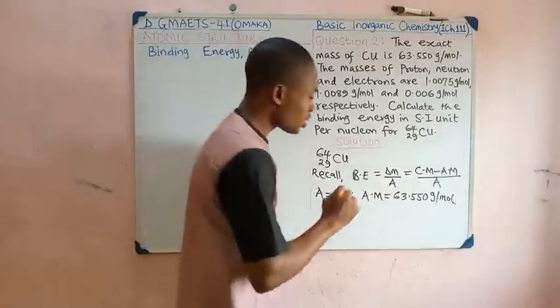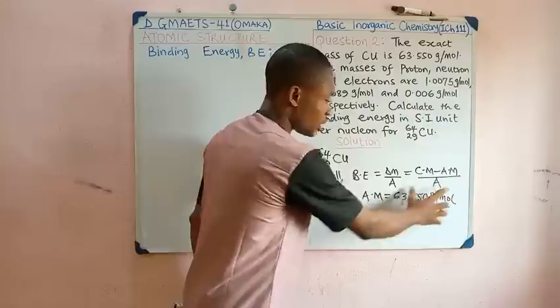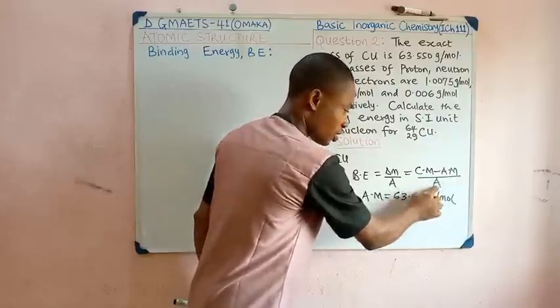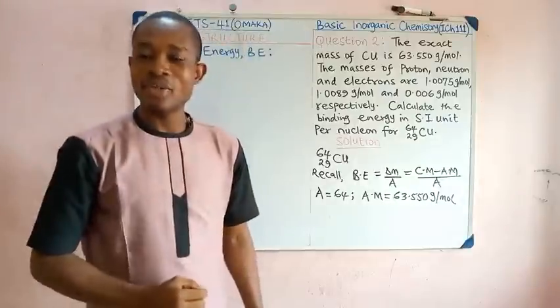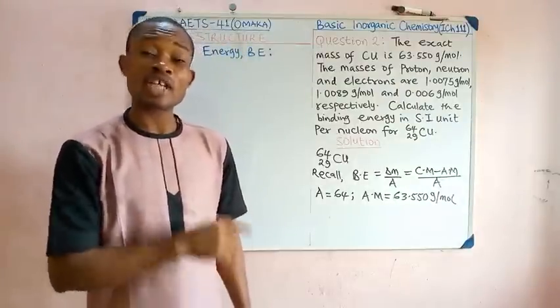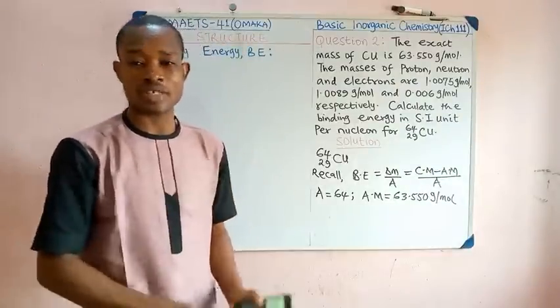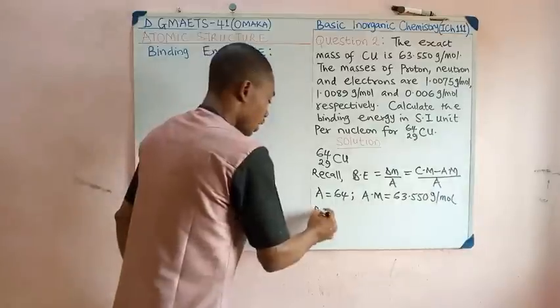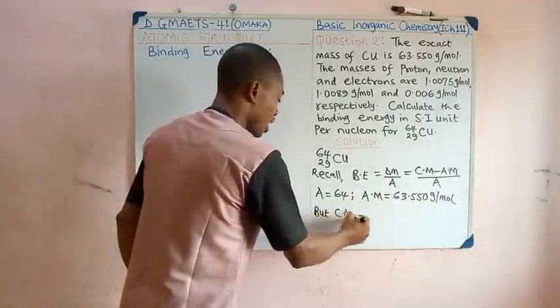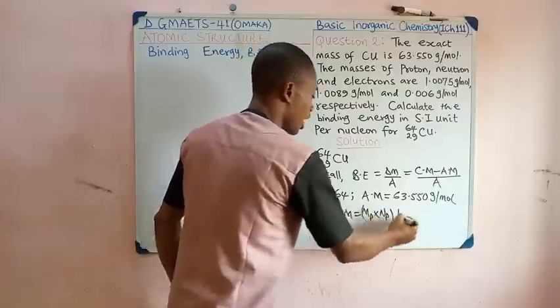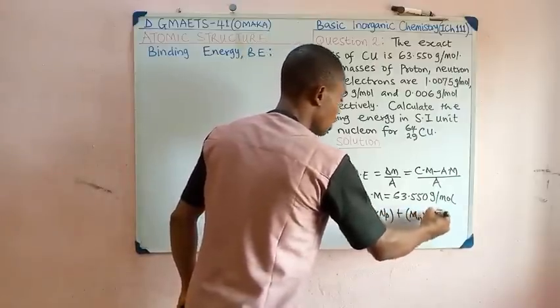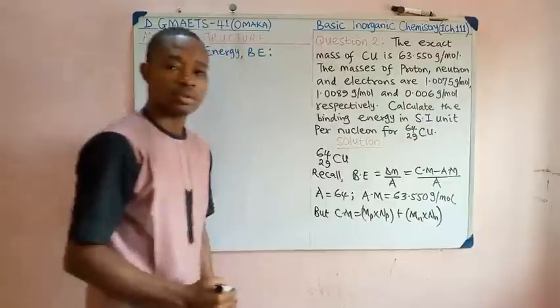Now, you would agree with me that to calculate binding energy, this is the formula. We know the denominator, we know the actual mass, but we do not know the calculated mass. Which means, to obtain the binding energy, I have to solve for the calculated mass first. But we know that calculated mass is equal to mass of proton times number of proton, added to mass of neutron times number of neutron.